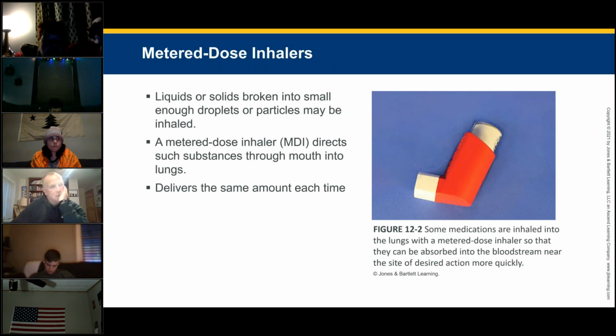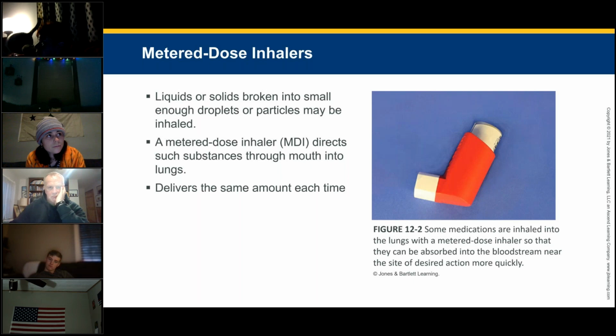Metered dose inhalers. Liquids or solids that are broken into small enough droplets or particles that may be inhaled. The spray canister will direct the substance through the mouth and into the lungs. It delivers the same amount of medication each time it's used, and it's often used for respiratory illnesses such as asthma or emphysema.